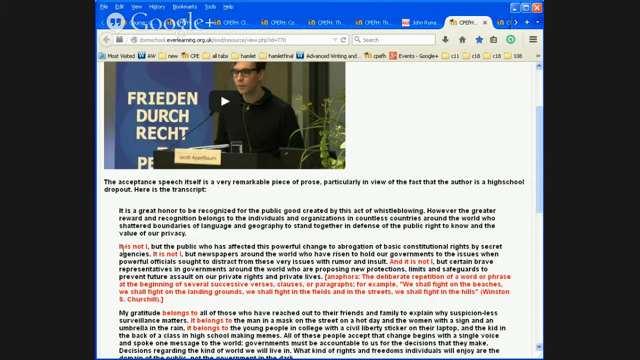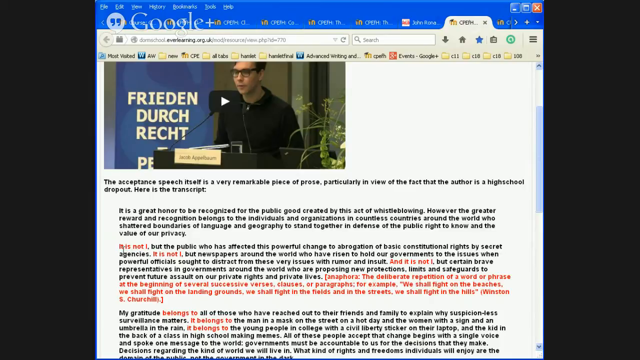Notice this little note here on anaphora, the deliberate repetition of a word or phrase at the beginning of several successive verses, clauses, or paragraphs. For example, we shall fight on the beaches, we shall fight on the landing grounds, we shall fight in the fields and the streets, we shall fight in the hills. Winston Churchill. Another one that you've all heard is, and you know which one I'm going to say? No. I have a dream. And he repeats that one 4 times.